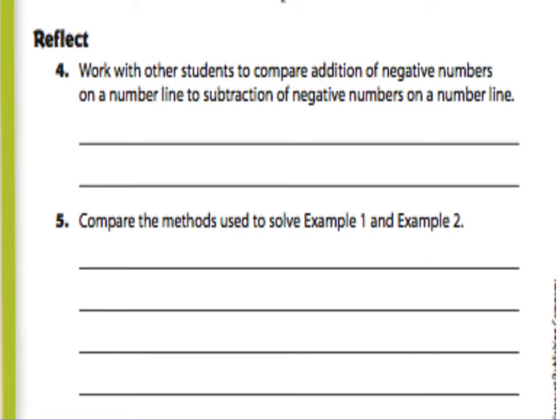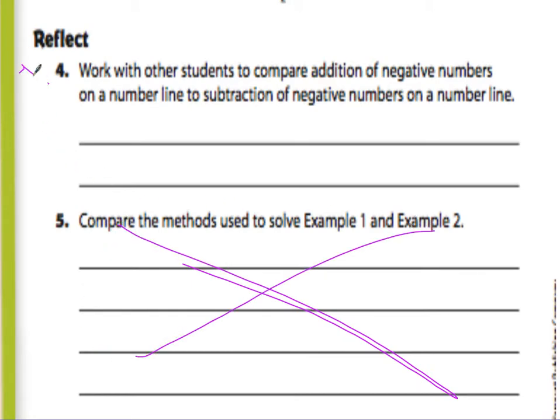Okay, so work with other students to compare addition of negative numbers on a number line to subtraction of a negative number on a number line. We'll talk about that a little bit more in class and just the commonalities and differences that you found. And then actually with number 5, we don't need to do that. I want you to answer this one and we're going to have a discussion about that in class. So that should be a little star there telling you to do it.